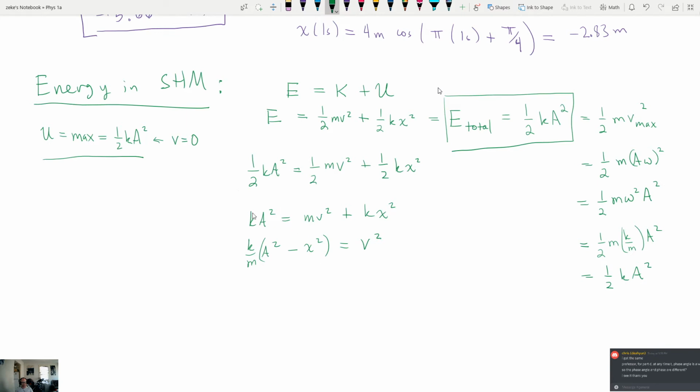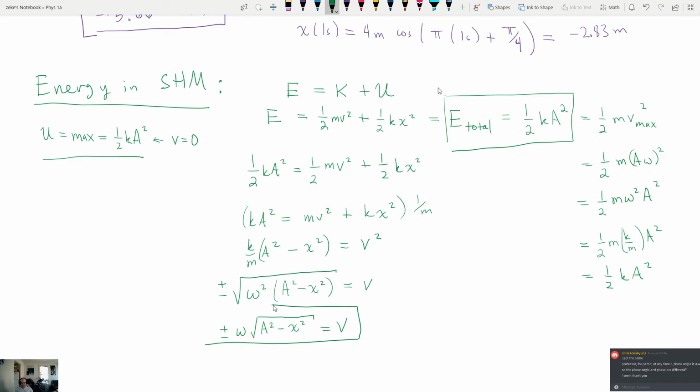So basically all I did here was I multiplied this entire thing by 1 over m, and then I manipulated it by moving the x squared term to the left-hand side. But look, we have k over m that showed up again. So k over m was equal to omega squared. So now we can write omega squared times a squared minus x squared is equal to v squared. And then we can square root both sides. And we get this nice general relationship, which is plus or minus omega multiplied by the square root of a squared minus x squared is equal to the velocity.